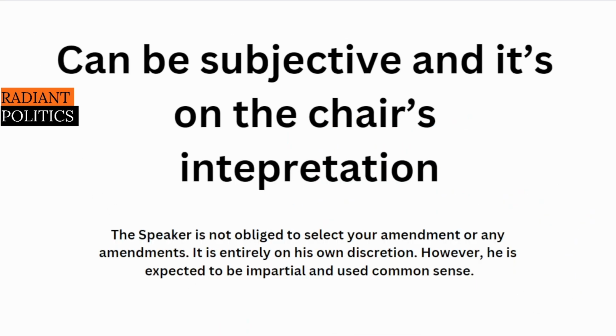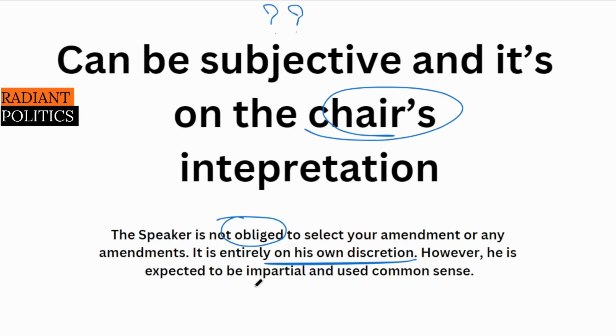However, sometimes it is not as clear-cut as the previous slide. It is subjective and so it's subject to the chair's or the Speaker's interpretation. Another thing to know is that the Speaker is not obliged to select your amendments or any other amendments. You can table an amendment and put it on the official record, but it doesn't mean that it will be selected to be moved in the main debate chamber. It is entirely at his own discretion. However, he is expected to be impartial and use common sense. Basically, the way he selects amendments is governed by unwritten precedents and conventions. He can't simply select or not select an amendment just because he hates or loves a certain party or certain member.